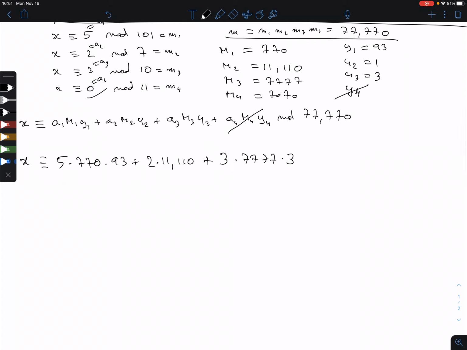This one I have to do with a calculator. There's nothing else I can do here. So 5 times 770 times 93 is 358,050. And the other one I have to do is 9 times 7,777, that is 69,993. Remember, the A4 term has 0 in it, and therefore I didn't need to calculate it. That's the whole point. I wanted to do it before I did the calculation.